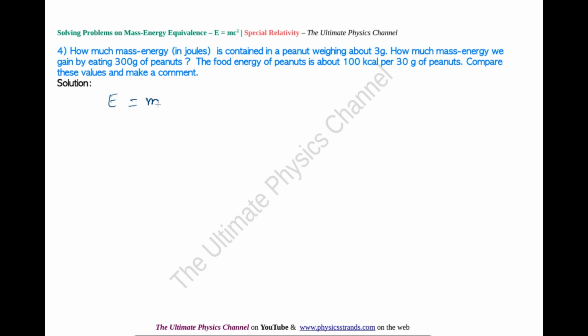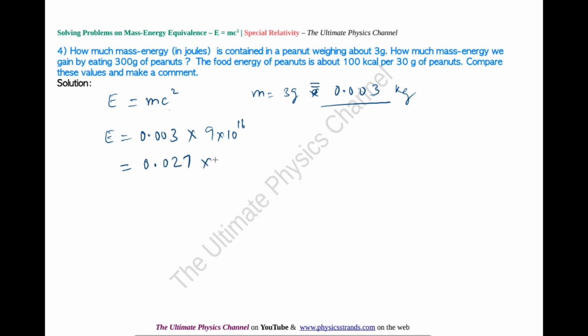Energy, we know, is mc squared, the mass energy equivalence equation. Here the mass is 3 grams, which in kilograms is 3 times 10 to the power minus 3, so that is 0.003 kg. So we have energy as 0.003 times c squared, that is 9 times 10 to the power 16. If you work this out, we get 0.027 times 10 to the power 16, which can be written as 2.7 times 10 to the power 14 joules. That is the unit for energy here, because we have taken kg and meters per second for velocity c.